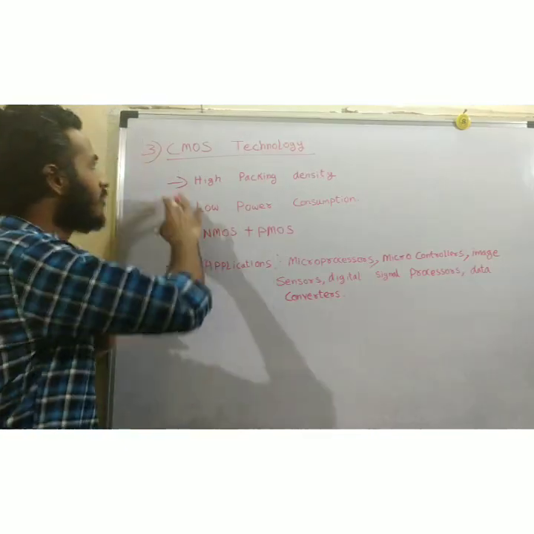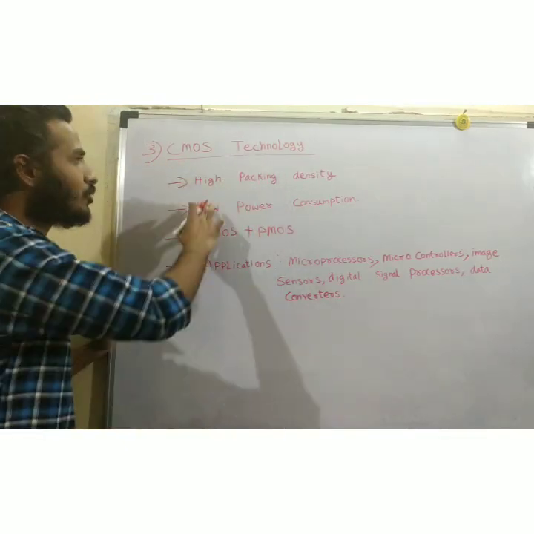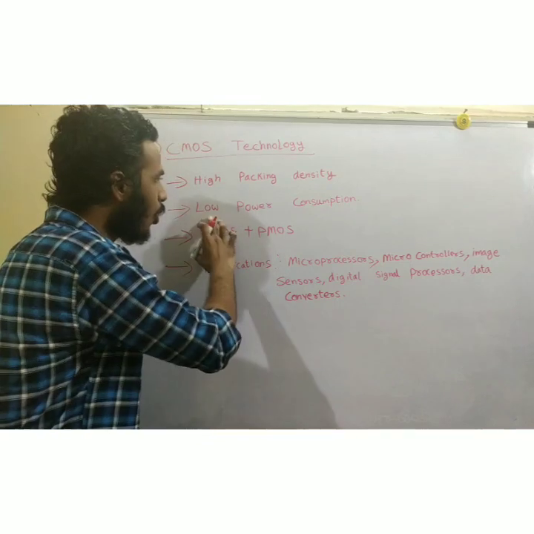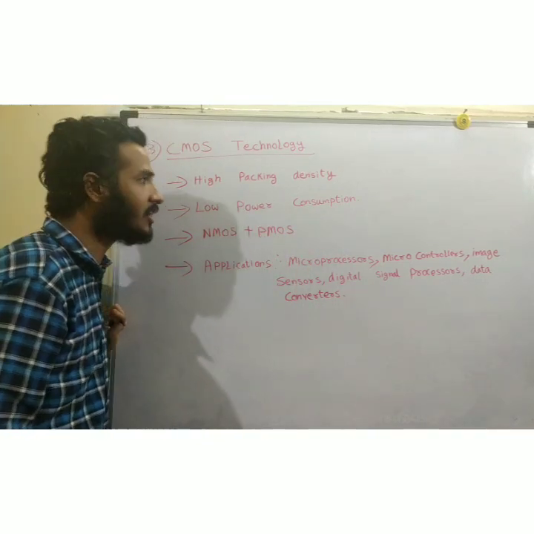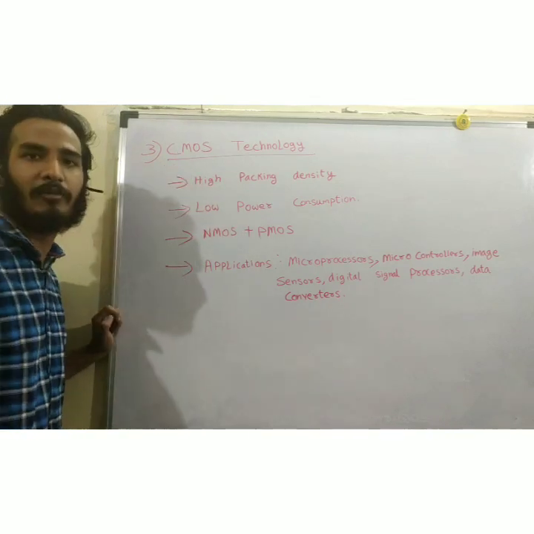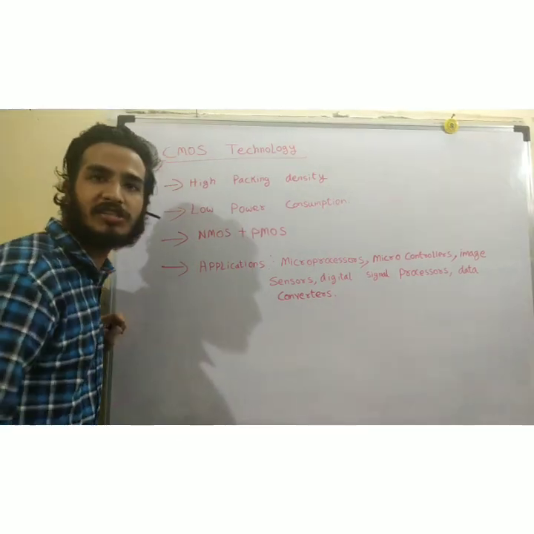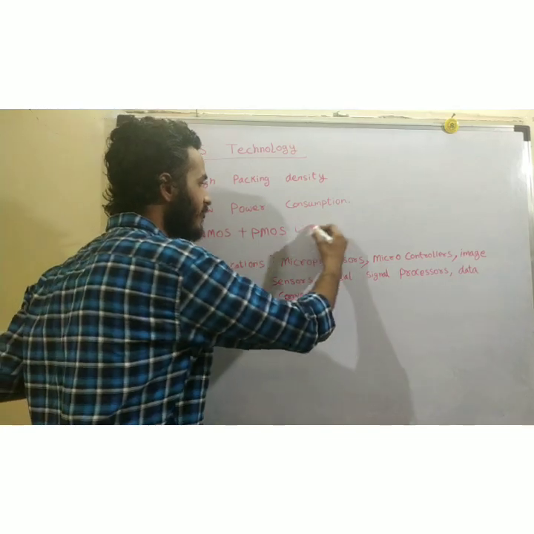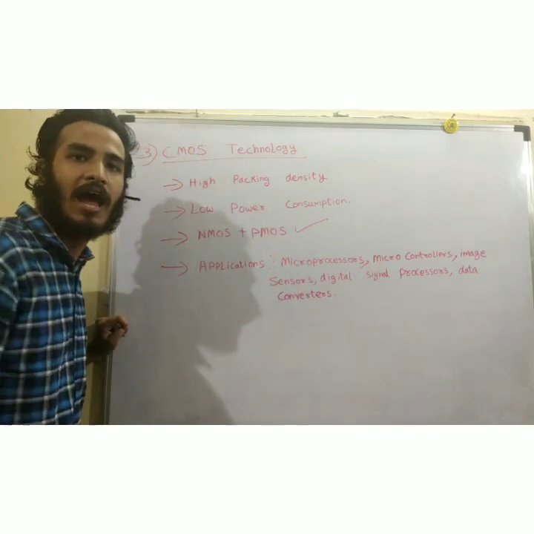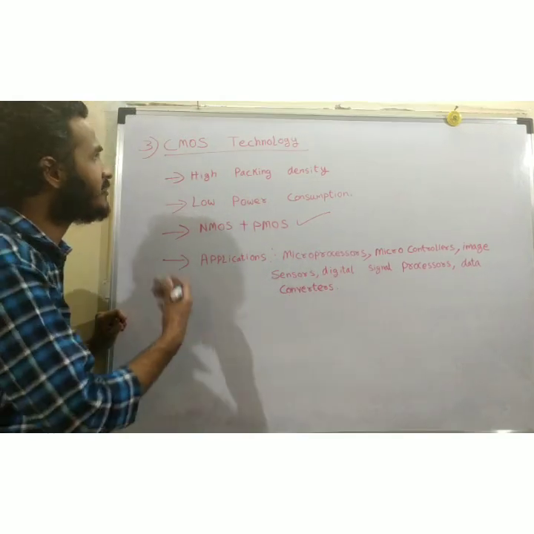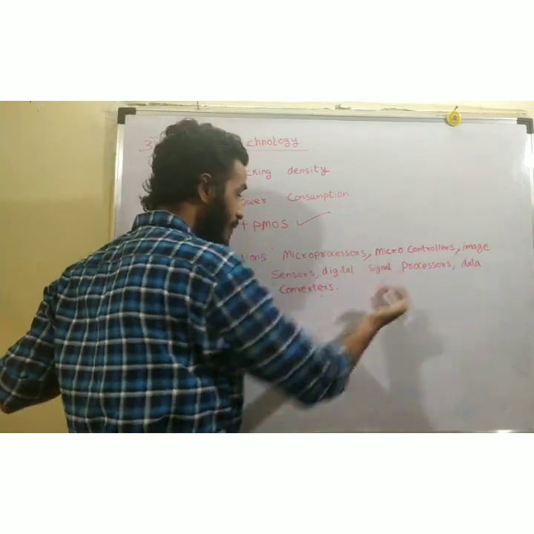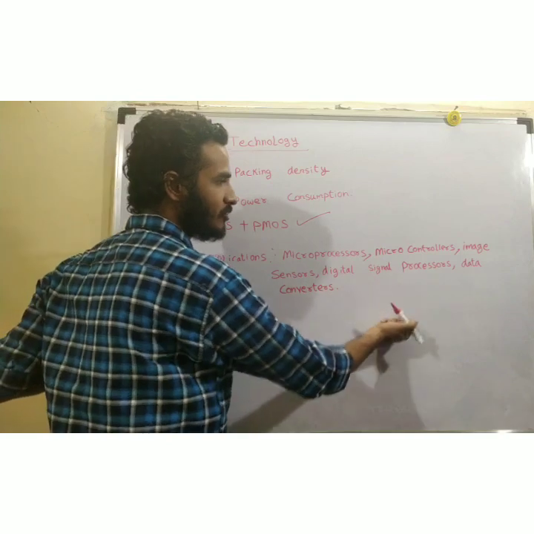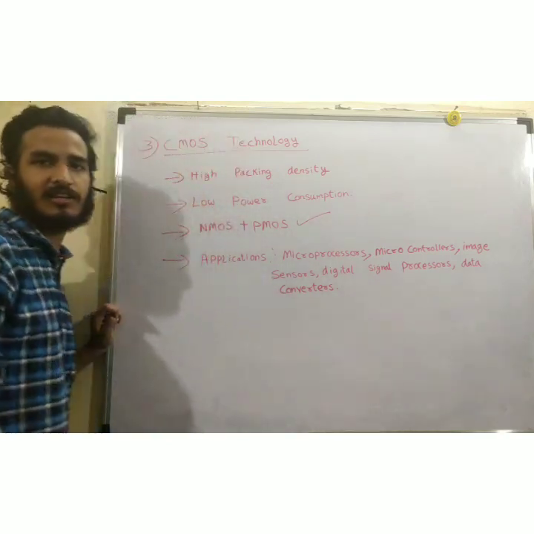Now we will see the third one, CMOS technology. Due to its high packing density and low power consumption compared to bipolar technology and MOS technology, CMOS technology came into existence. This CMOS technology uses both NMOS devices and PMOS devices as active elements. Some of the applications of CMOS technology are microprocessors, microcontrollers, image sensors, digital signal processors, data converters, etc.